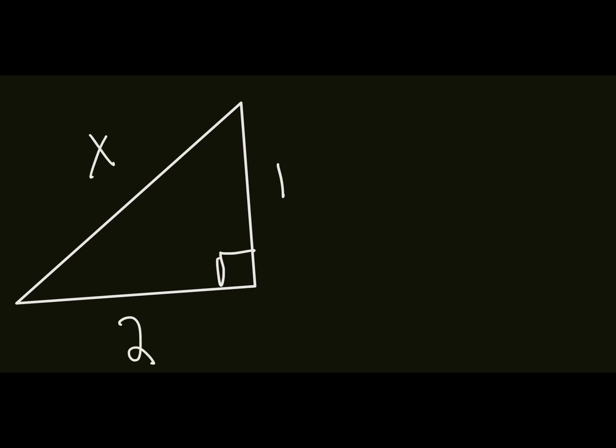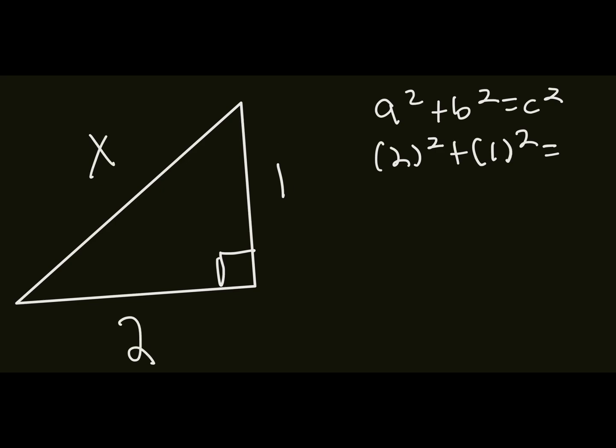Let's start off with the equation a squared plus b squared is equal to c squared. Since a is equal to 2, b is equal to 1, and then c is equal to x. That means 4 plus 1 is equal to x squared. That means 5 equals x squared. Take the square root of 5, meaning x is equal to the square root of 5.